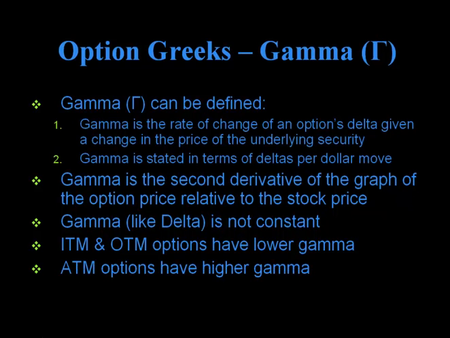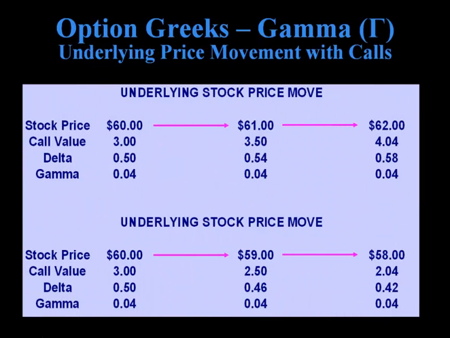Any option that's at the money typically has the highest gamma. And when gamma is higher, that typically means delta is more sensitive to an underlying stock move, which is the case. Let's take a look at a couple of examples here just so that you can get a better visual of what I'm talking about here.